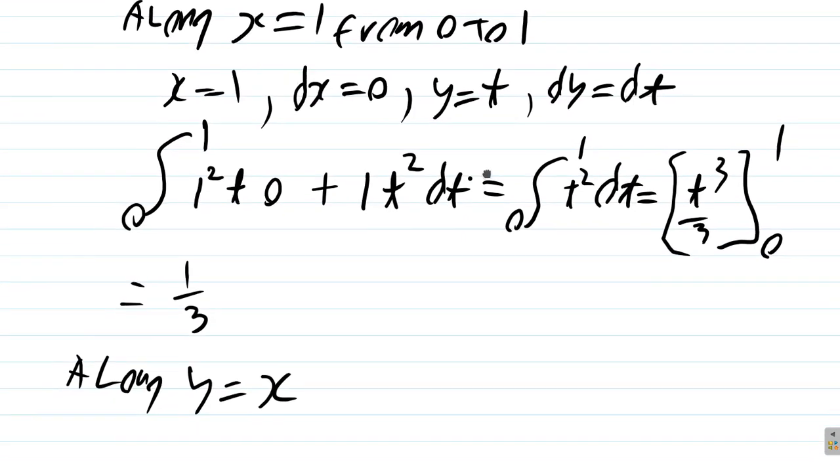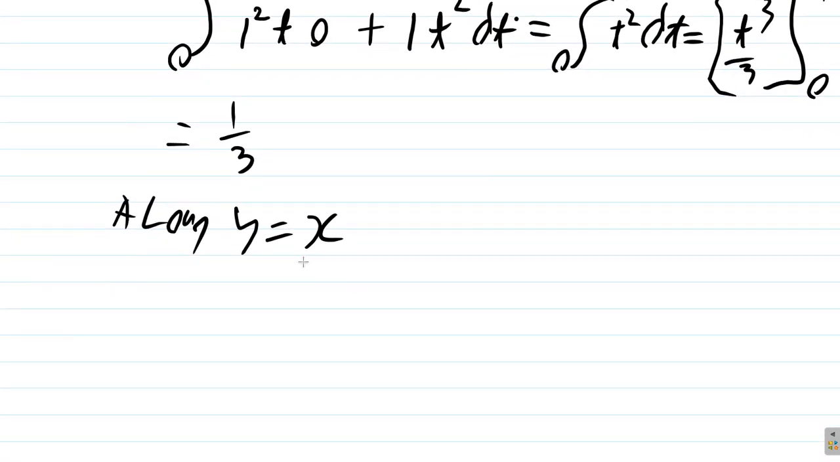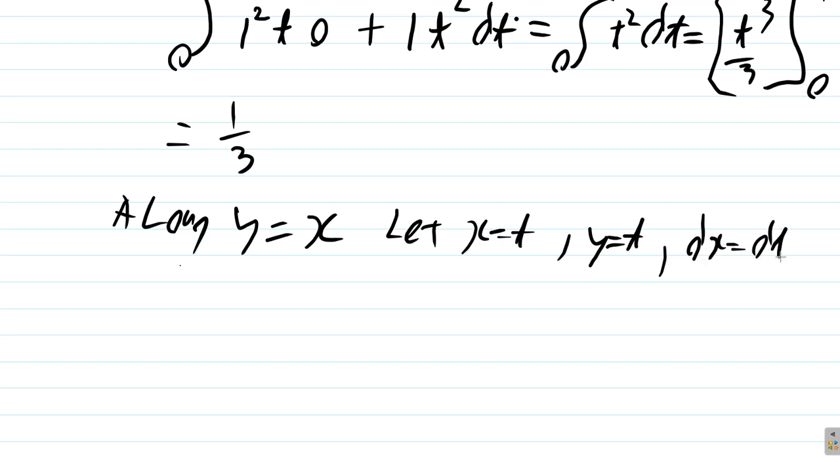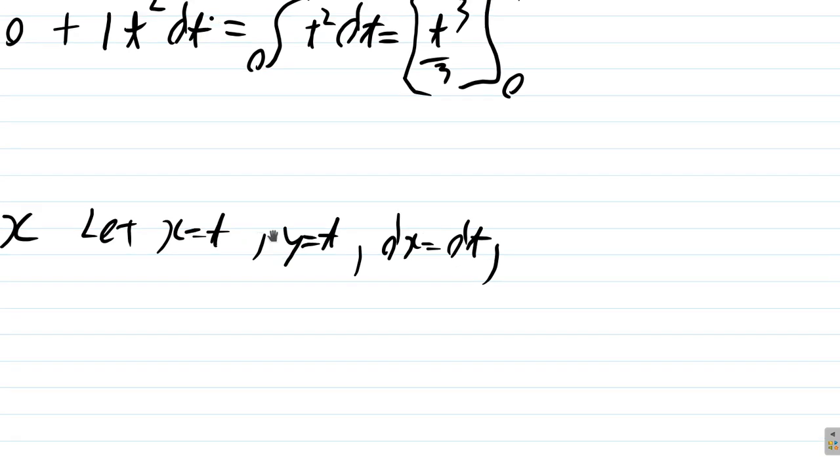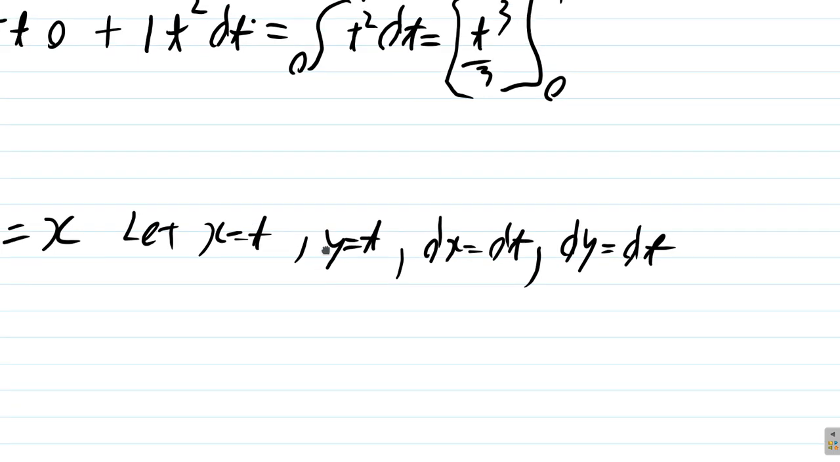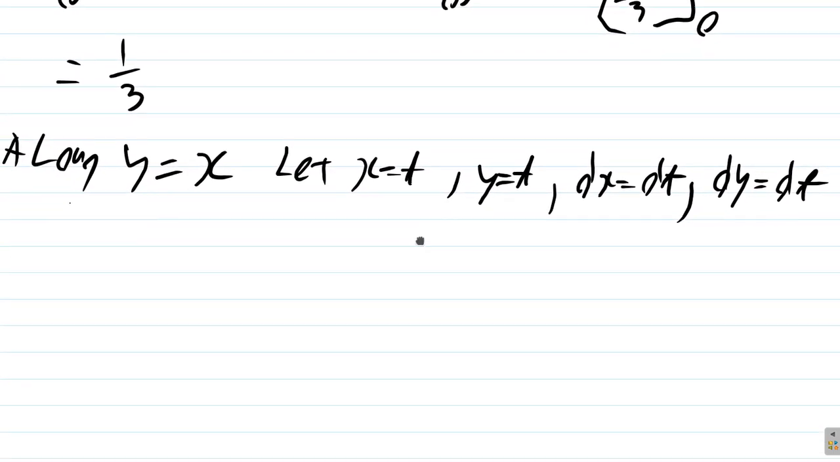If y is x, then we let x equal t. It means y is equal to t. It means dx by dt is equal to 1, so dx equals dt. And if we have dy by dt, it will be equal to 1, so dy is also equal to dt. Alright. So what happens after this?